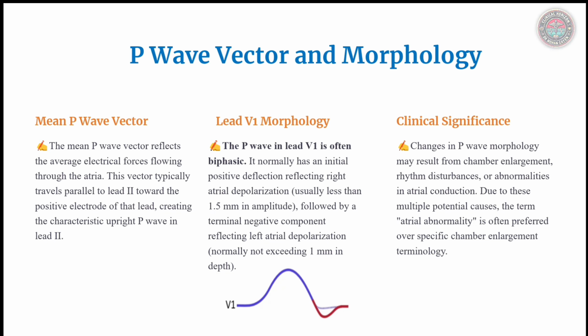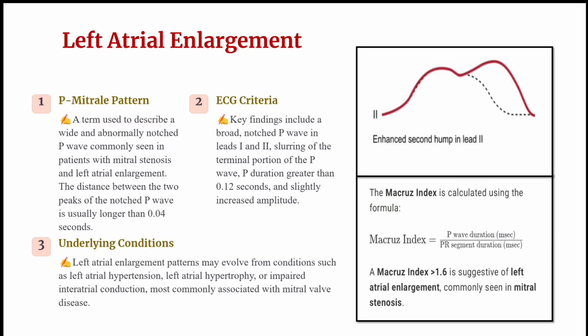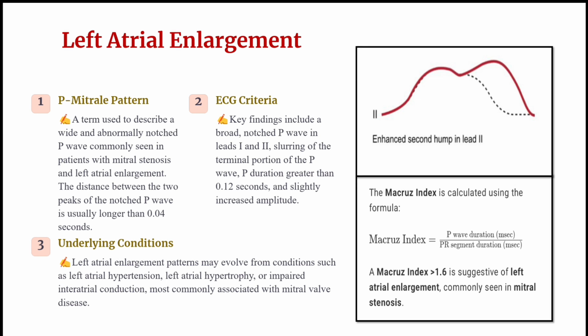Left atrial enlargement. P mitral pattern. A broad, notched P wave in leads 1 and 2 is a hallmark of left atrial enlargement. ECG criteria include P wave duration more than 0.12 seconds, increased terminal negativity in V1, and prolonged interatrial conduction. Left atrial enlargement is commonly seen in mitral stenosis, hypertension, and cardiomyopathies.